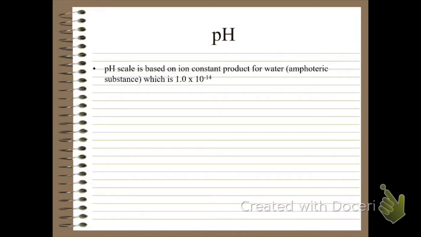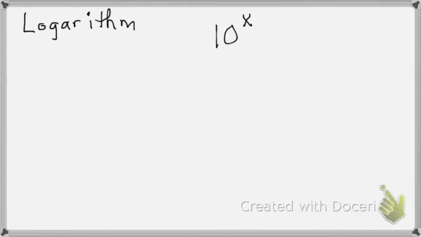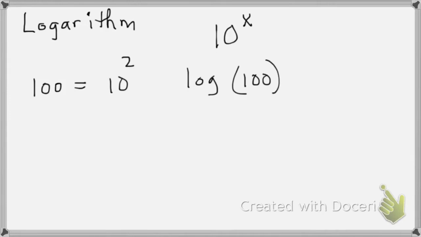But before we do anything, we need to talk a little bit about what a logarithm is. A logarithm means that we're going to write any number in terms of 10 to a power. So if I take 100, which is 10 squared, the log of 100, you're simply going to tell someone what the exponent is, equal to 2. That's all that a log means.